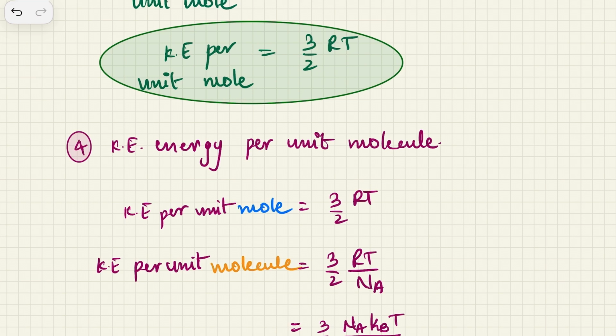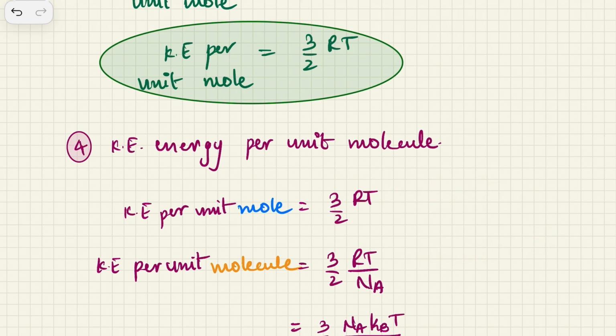Secondly, you can also do it like this. If I wish to find out kinetic energy per molecule, I'll just have to divide this by Avogadro's number, because this is the kinetic energy for Avogadro's number of molecules, that is for 1 mole, and this is for 1 molecule.